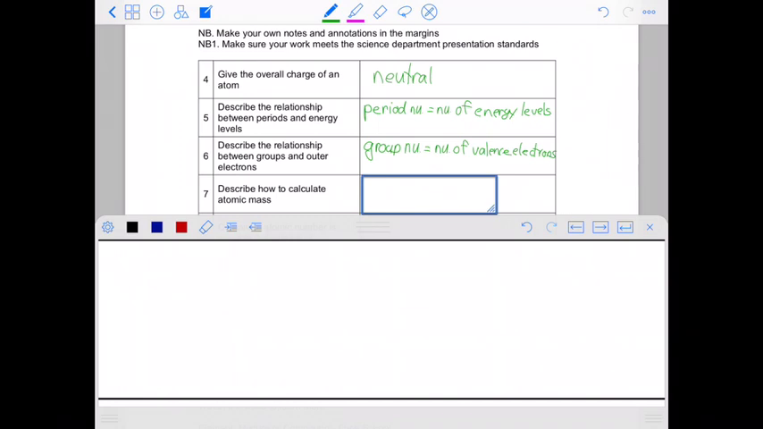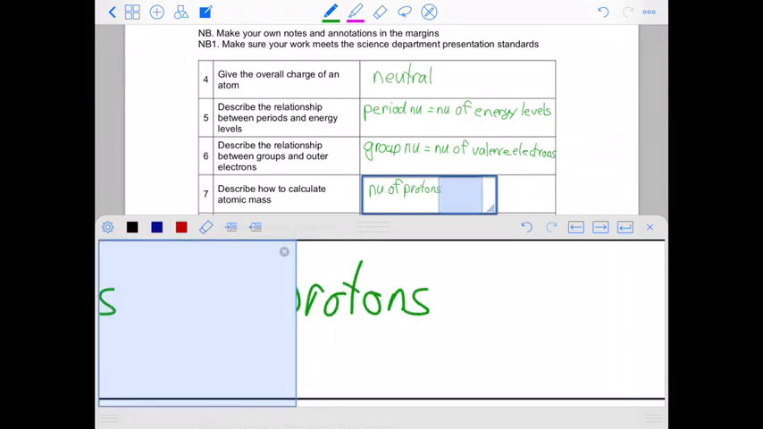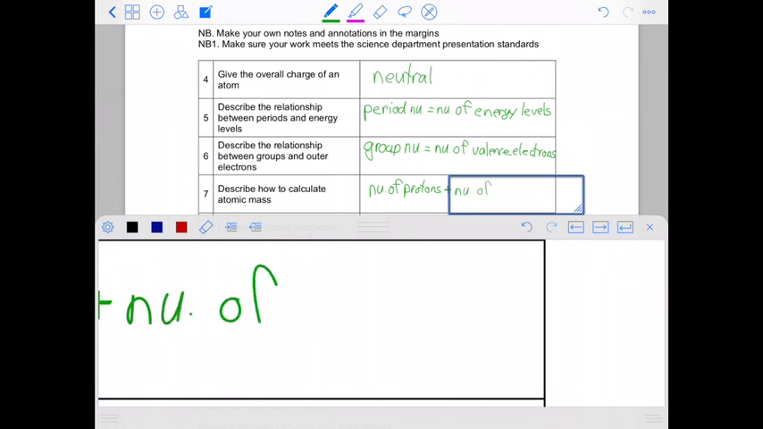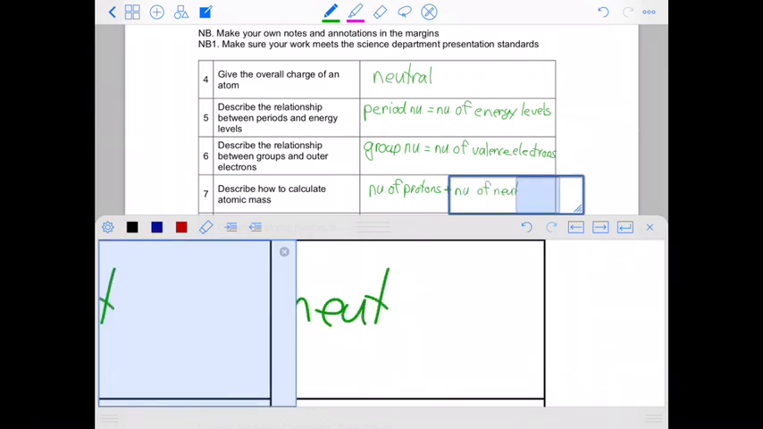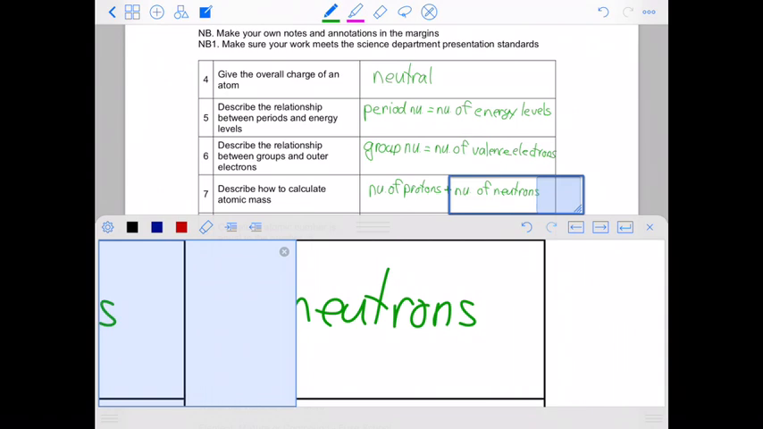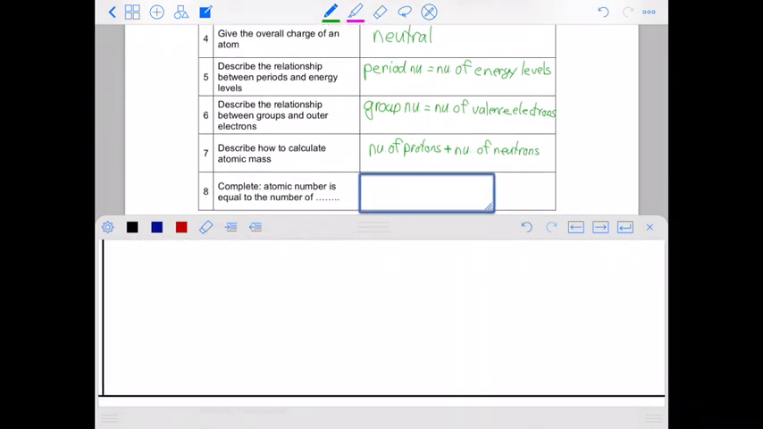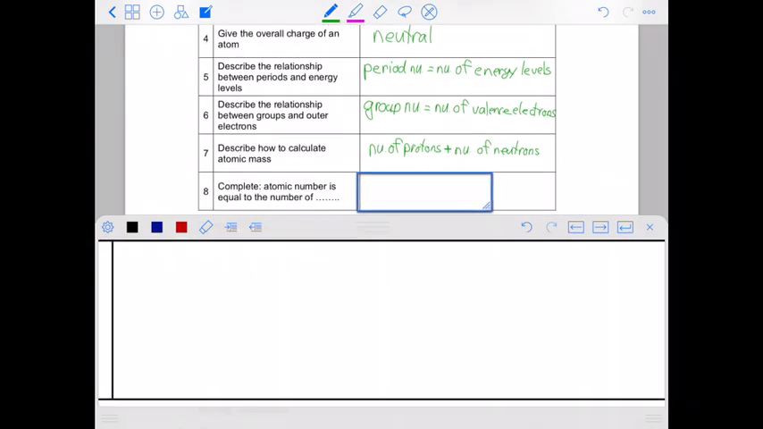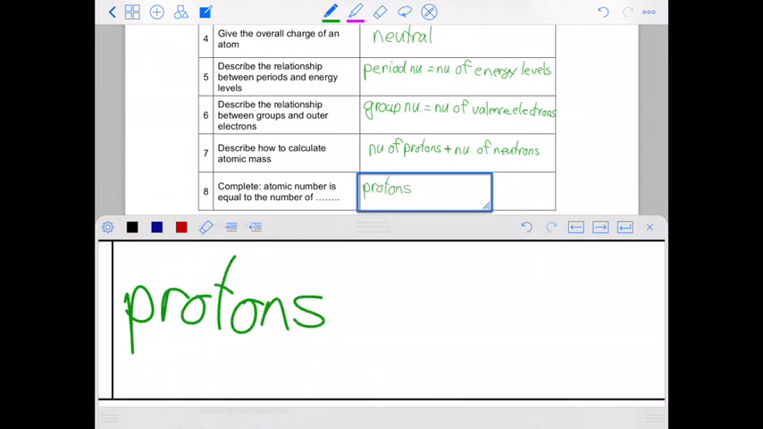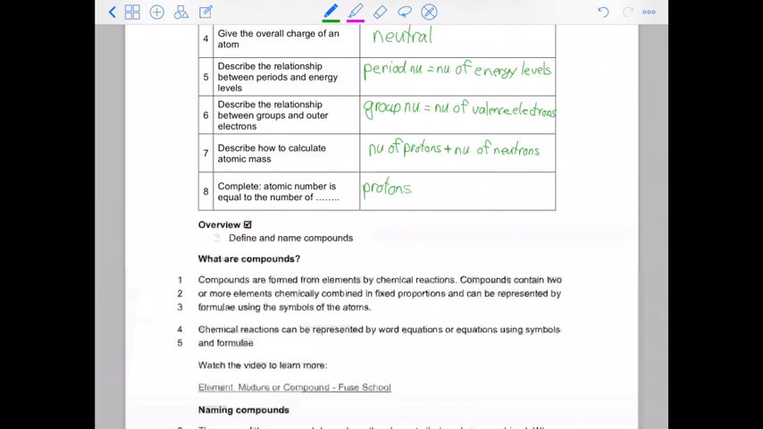How to calculate atomic mass, so you add the number of protons plus the number of neutrons. Gives you the atomic mass of an atom. And the atomic number is equal to the number of protons. Remember that the atomic number is the smaller number when you look on a periodic table.